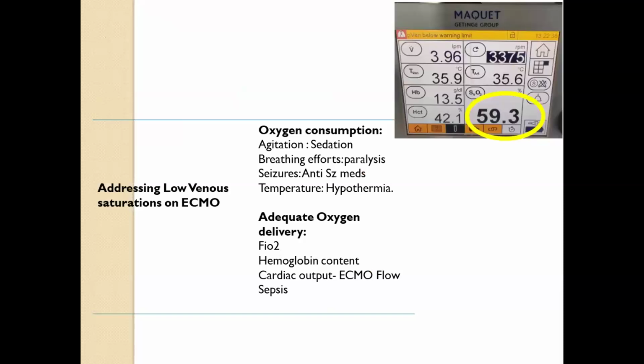So if the venous saturations are low, we need to understand that it can be because of excessive oxygen consumption, or it could be even because of inadequate oxygen delivery. So these are the parameters that we need to take into consideration. Look at sedation, look at breathing efforts, see if there is any other reason for oxygen consumption to go up, low hemoglobin, sepsis. So all these things need to be considered, and corrective measures need to be taken to address the venous saturation.